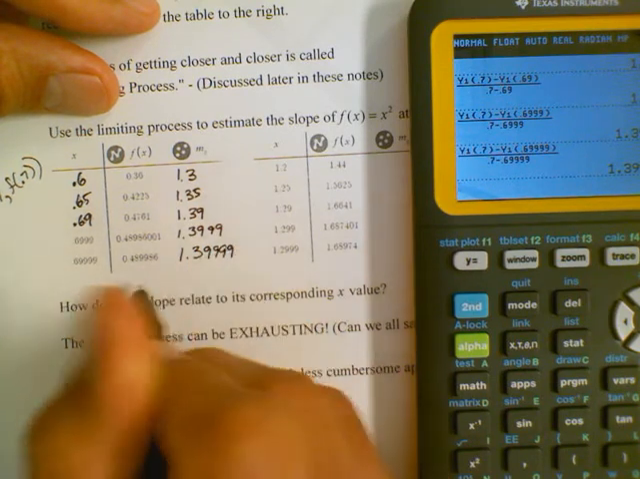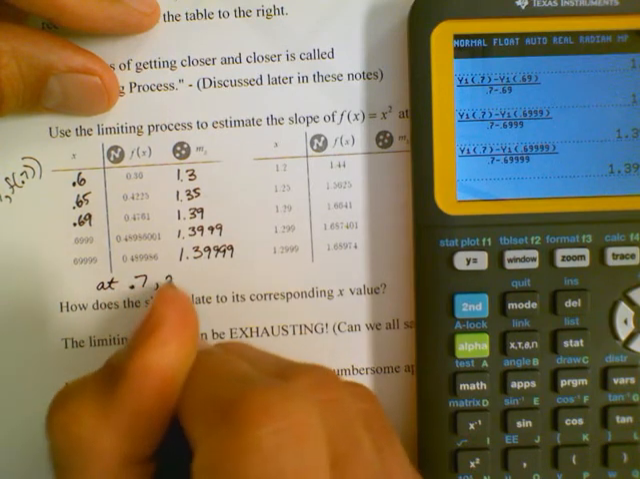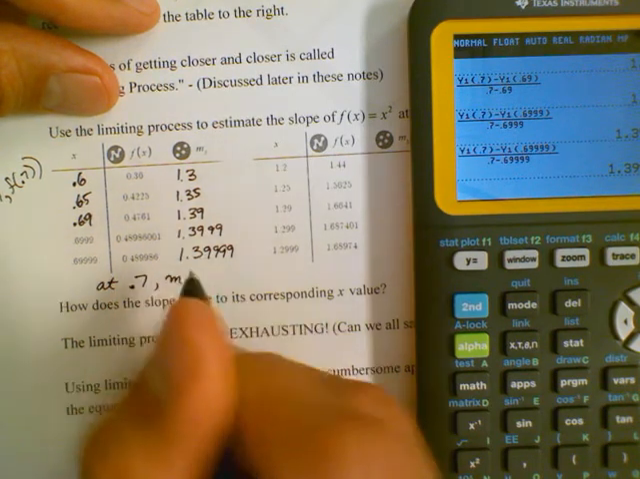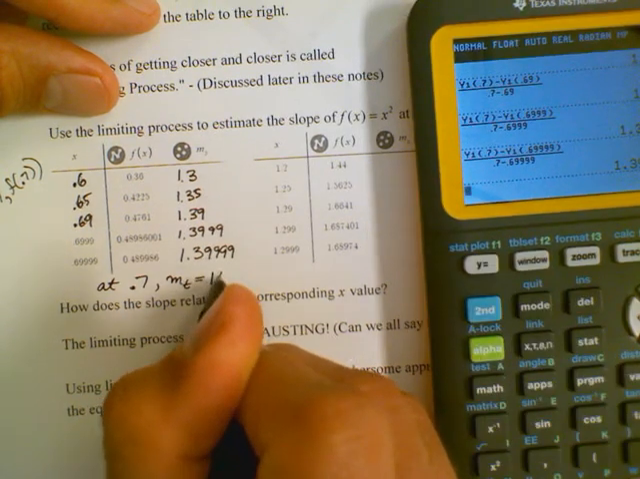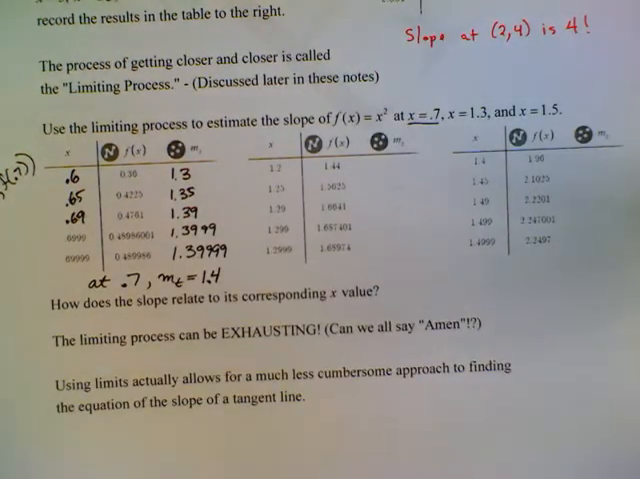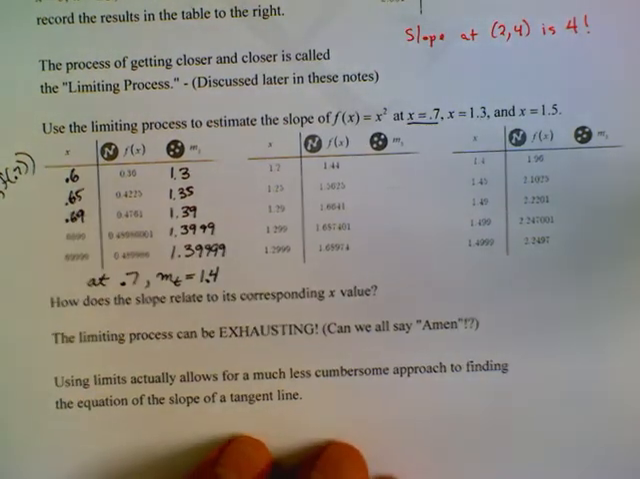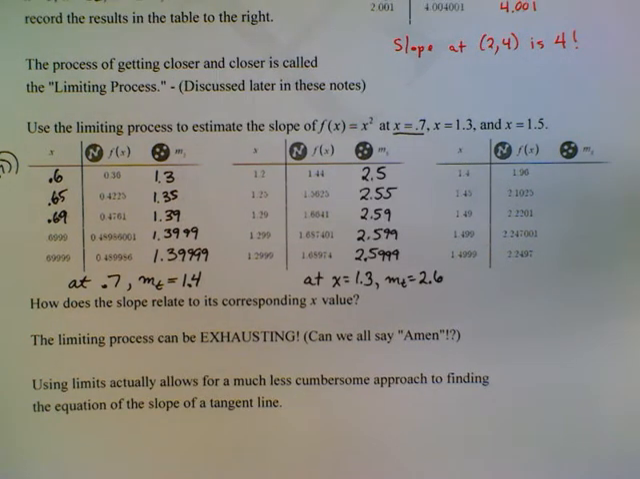1.39999. So at 0.7, the slope of the secant line, or the slope of the tangent line, because we're approximating the tangent line, is 1.4. All right, so take a few minutes and do those next two. I'm not going to record that part though, okay? So go ahead and take a couple minutes and do those.